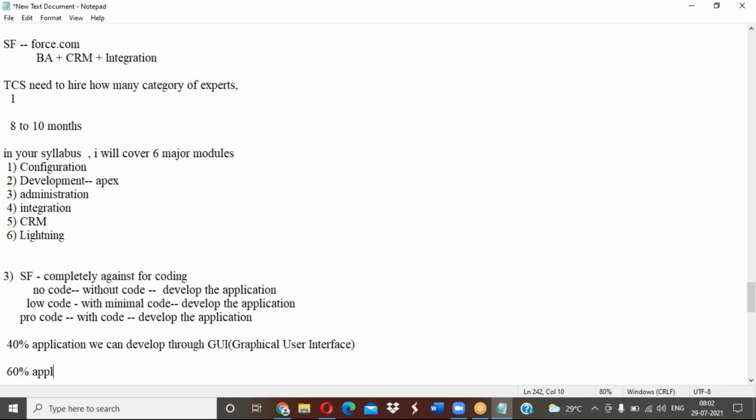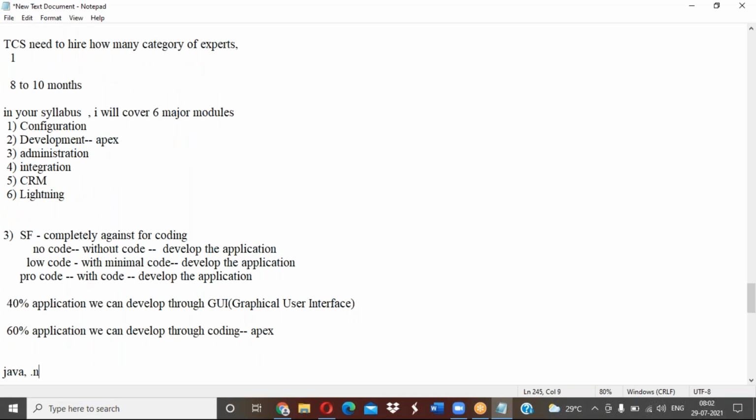60% of the application we can develop only through coding. For this coding, we need to use a language called Apex. But if you take Java or .NET or Python, any technology, 95% is completely coding part.